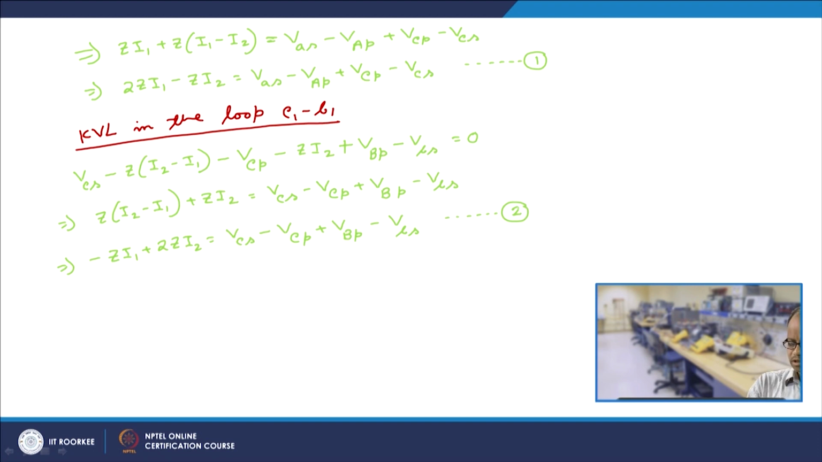To do this, we multiply equation 2 by 2. So now it is minus 2ZI1 plus 4ZI2 is equal to 2 into VCS minus VCP plus VBP minus VBS. So, this is equation 3.